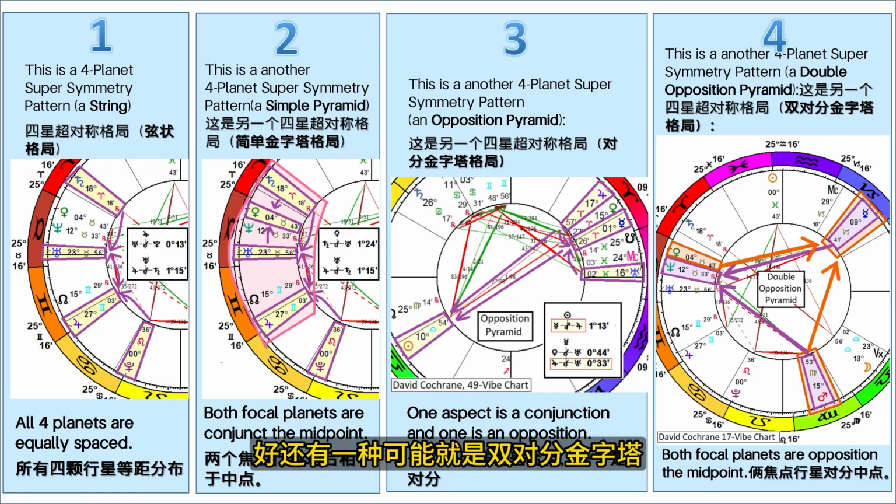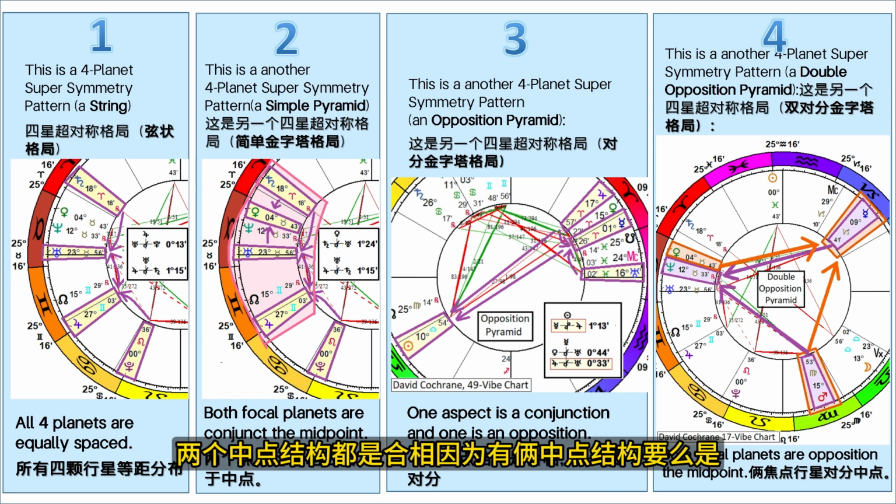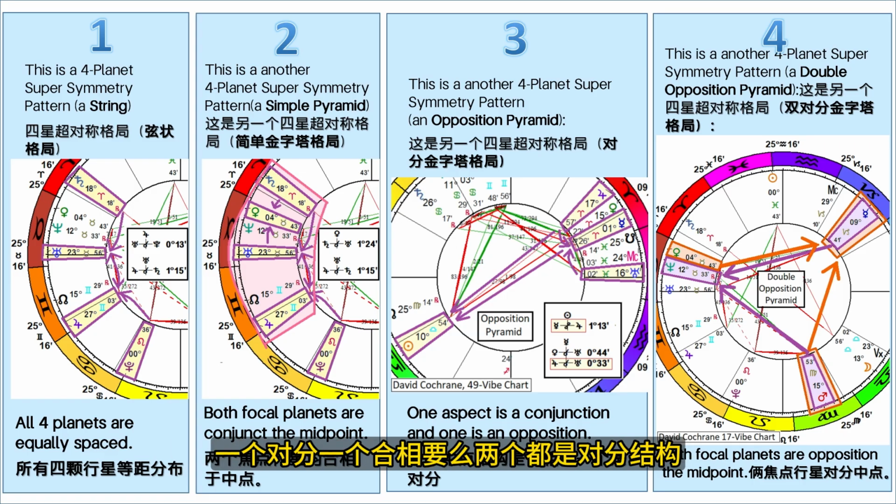Okay, now the other possibility, of course, is you could have a double opposition pyramid. So there's only three possibilities. Either you have a simple pyramid where both midpoint structures are conjunction, because there are two midpoint structures, or one is opposition and one is conjunct, or they're both opposition, obviously. Either both midpoints are conjunct, both are opposition, or one is conjunct and one is opposition. That's all it is. That's the only distinction.